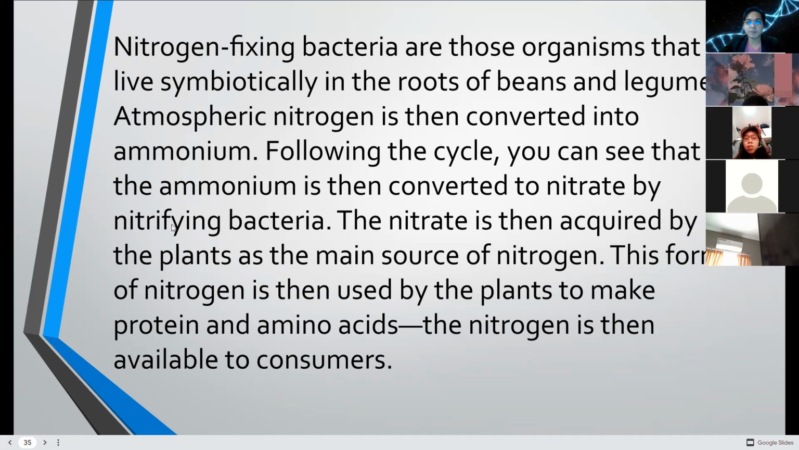The nitrate is then acquired by plants as the main source of nitrogen. This form of nitrogen is used by the plants to make protein and amino acids. The nitrogen is then available to the consumers. Again, take note that we cannot actually use nitrogen unless it is fixed by these organisms, the nitrogen fixing organisms.